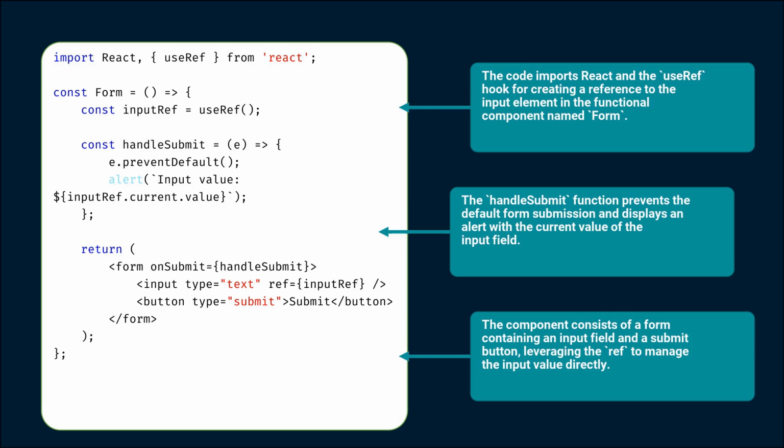Instead of relying on state to hold the input value, we directly access the current value of the input through inputRef.current.value. This allows us to retrieve the value in a more performant manner without causing unnecessary re-renders that would typically occur with state updates. Finally, upon form submission, we display an alert showing the input value. This pattern not only simplifies our form handling logic, but also enhances performance, especially in scenarios with larger forms, by effectively managing data without contributing to rendering overhead.